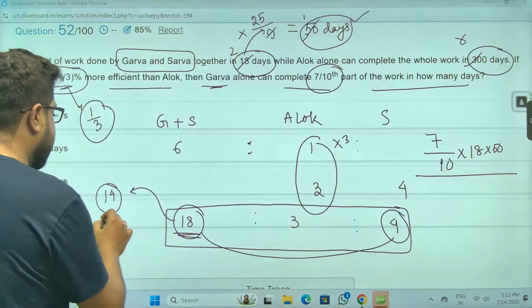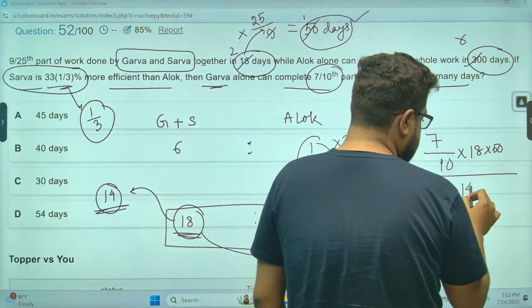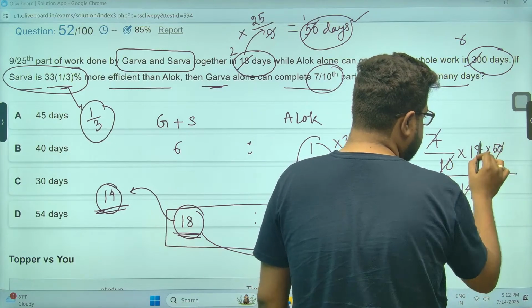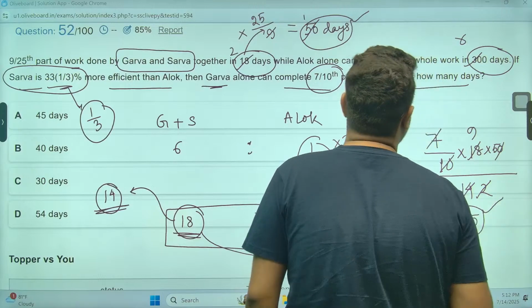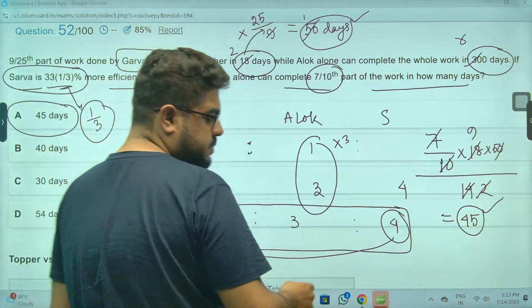It will be done by Garva alone. So that means by 14. So 7 goes into 14 twice, 10 goes into 50 five times, 2 into 18 is 9. So 5 nines are 45 days, I'm getting as my answer. Option number 1, sir. Option number 1.